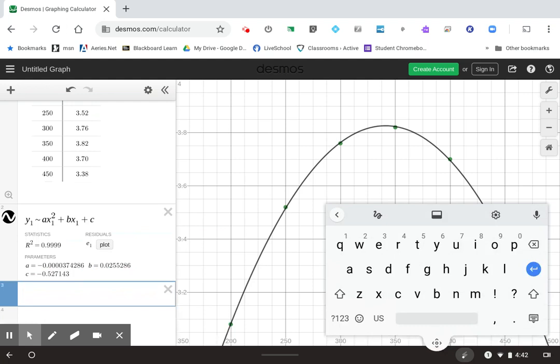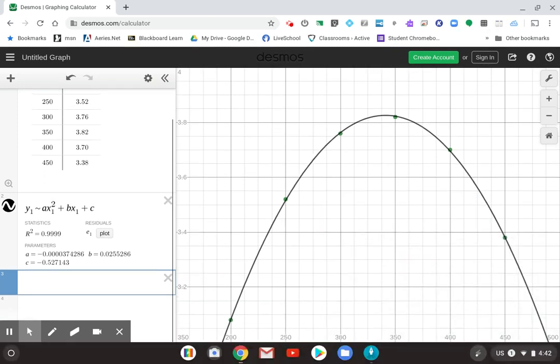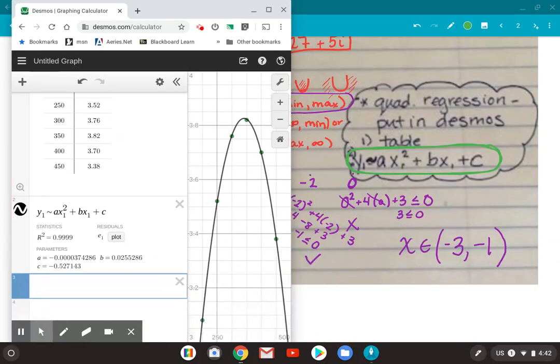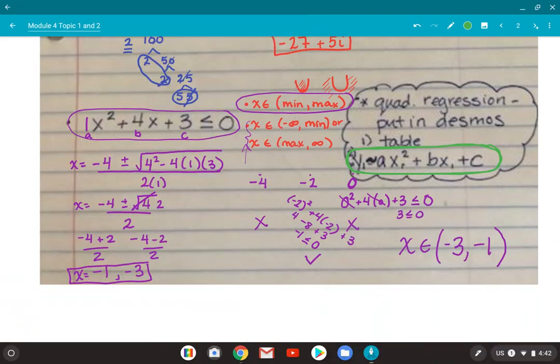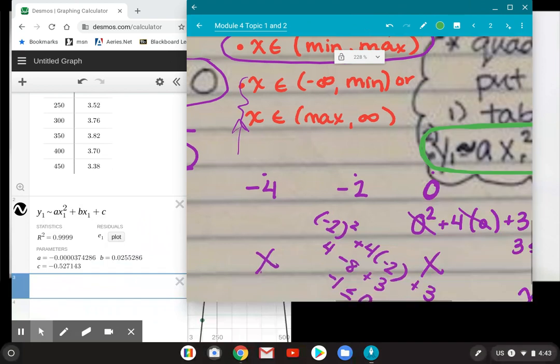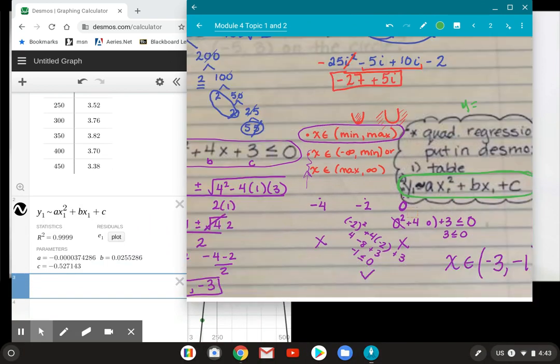Let me see if I can shorten this a little bit, and I can write it down. Let's see. Oops. There we go. So if I had to do it over here, I would go, whoops, y equals, okay, maybe I have to break this up a little bit. Still trying to get used to it.